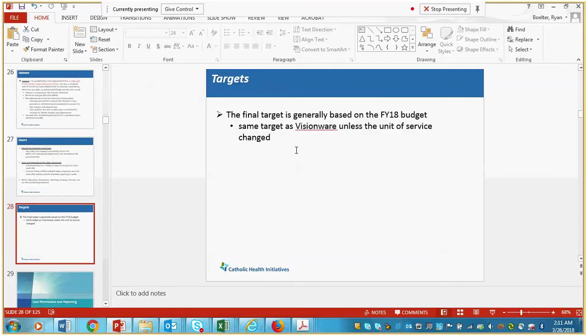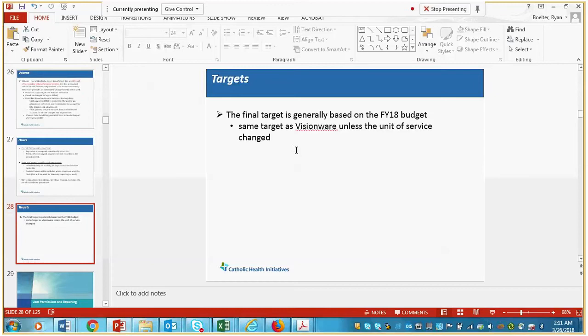And the last piece of data is the targets. So this is, as of right now, when you start looking at your reports today, the information is based on your FY18 budget. These are generally the same targets as you had in Visionware, so if you see a different target, just reach out to us and let us know. If you had a change in unit of service, then obviously your target would change appropriately.